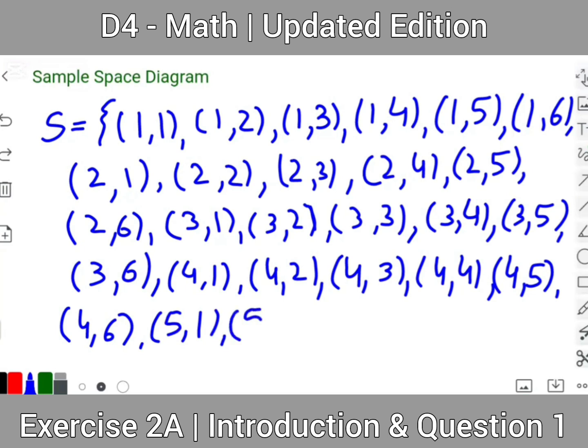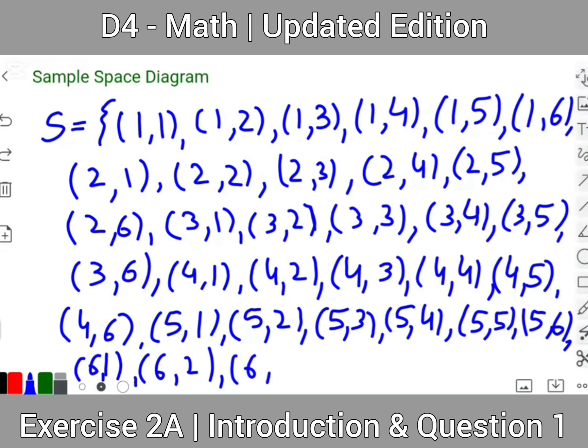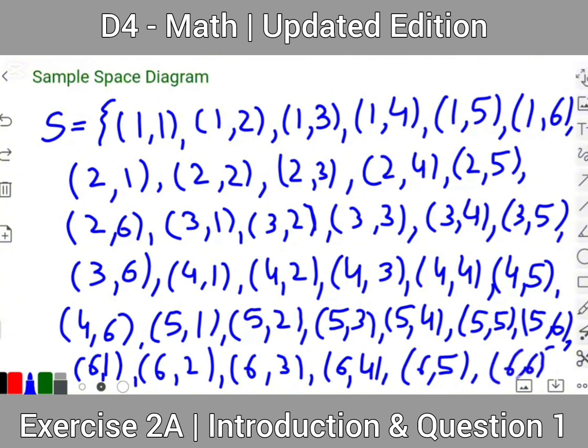5, 1, 5, 2, 5, 3, 5, 4, 5, 5, 5, 6, 6, 1, 6, 2, 6, 3, 6, 4, 6, 5, and the last one is 6, 6. So this is our required sample space.